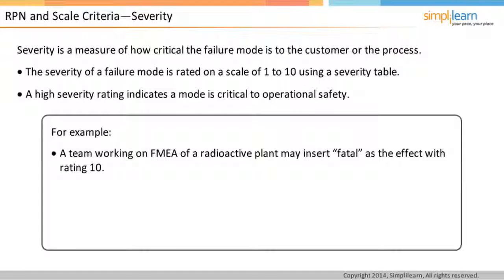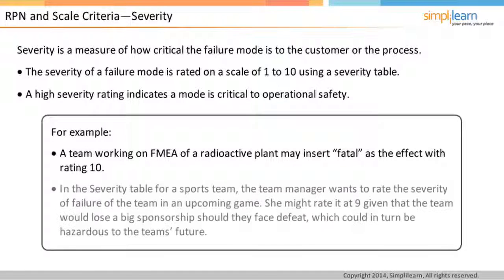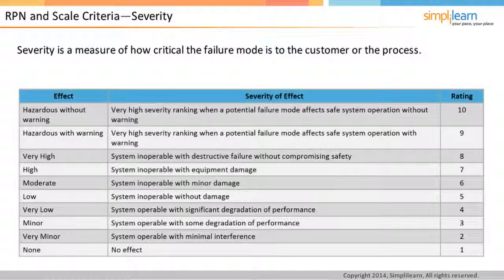Another example is the severity table for a sports team. The team manager wants to rate the severity of failure of the team in an upcoming game. She might rate it at 9, given that the team would lose a big sponsorship should they face defeat, which could in turn be hazardous to the team's future. Shown here is a generalized table of severity. The severity rating can never be changed. For example, if a mode has a rating of 9 before improvement, it will continue to have a rating of 9 after improvement too. Let us look at occurrence of RPN and scale criteria.